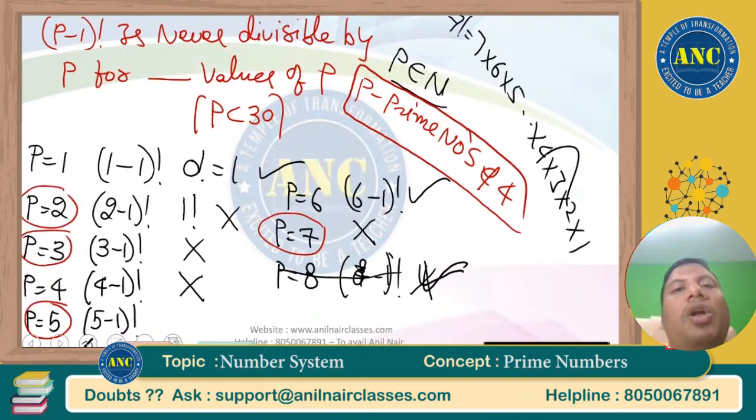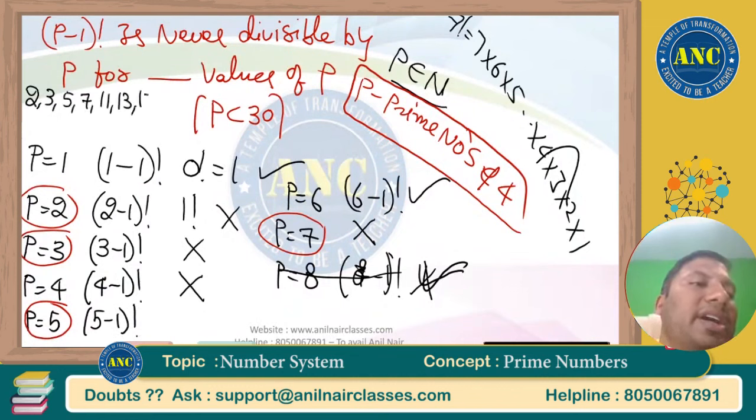P will take all the prime numbers and 4. So P will take 2, 3, 5, 7, 11, 13, 17, 19, 23, 29 and 4.